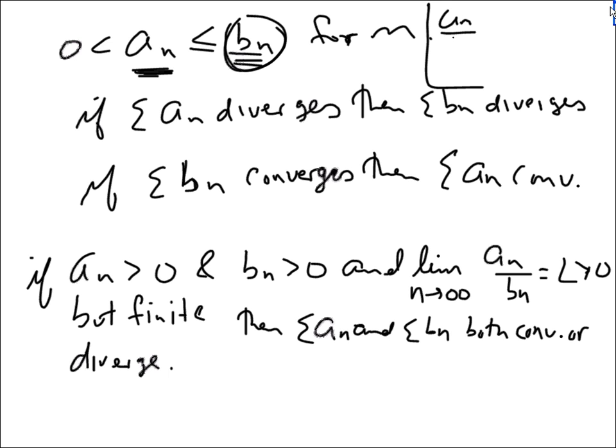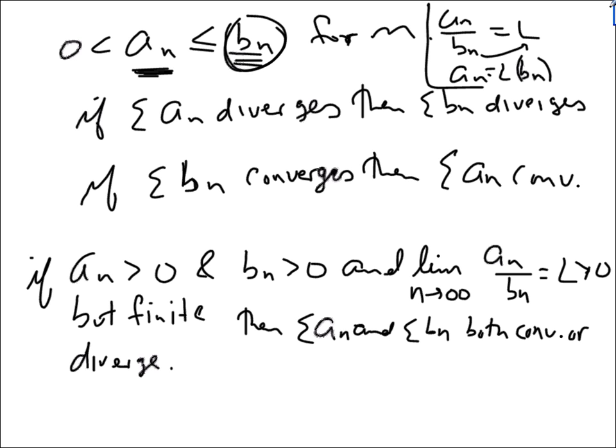If A sub n over B sub n is equal to L, at some point they're really, really close to L. That means that A sub n is L times B sub n. If A sub n converges, if at some point A sub n is really, really close to L times B sub n, and the A sub n's converge, well then the B sub n's are going to converge, because L times B sub n converges. If L times B sub n converges, divide by L and B sub n will converge.